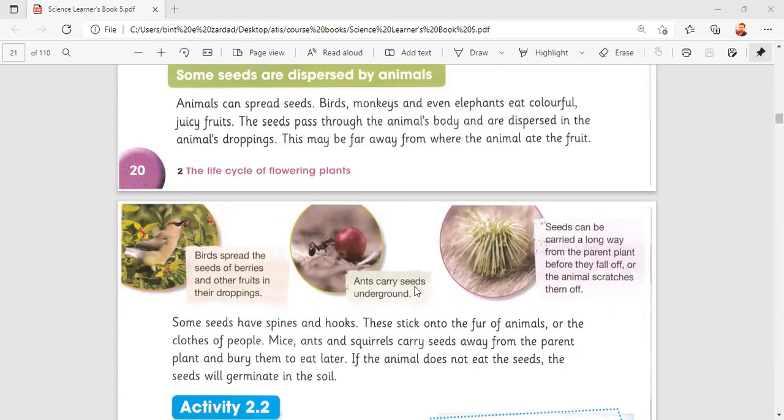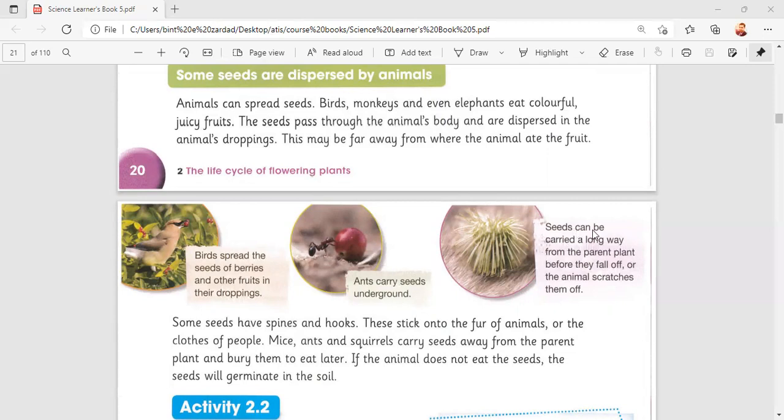Like this, ants carry seeds underground. If the seeds stay there for some time and the conditions are fulfilled, the germination process starts. There are three conditions to start seed germination: water, air, and a warm place. If the seed gets these three conditions, the germination process starts. So anywhere a seed finds these three conditions, it starts germination.